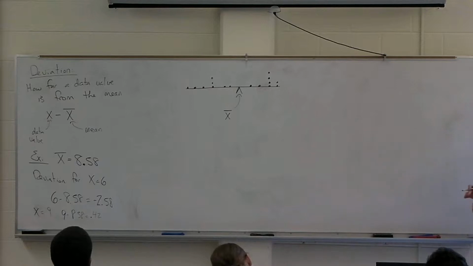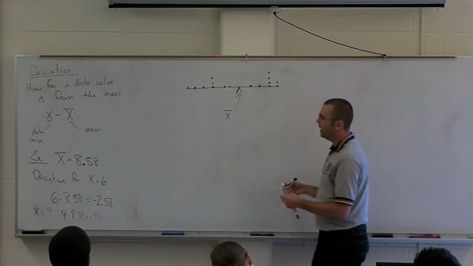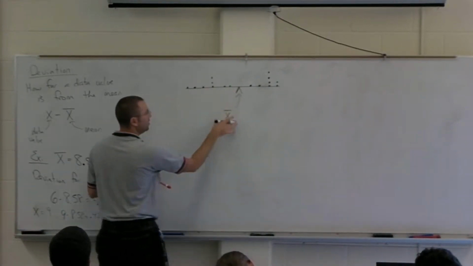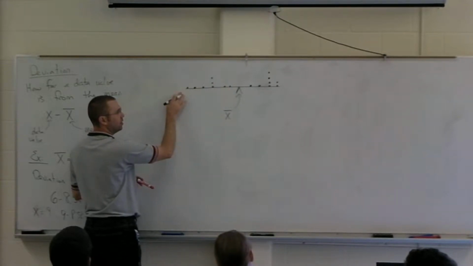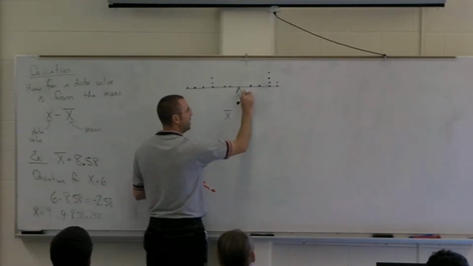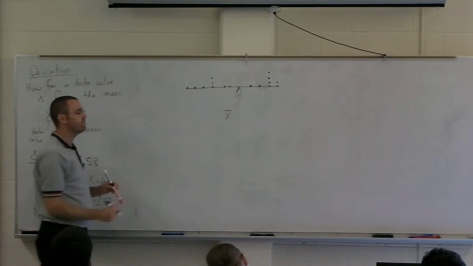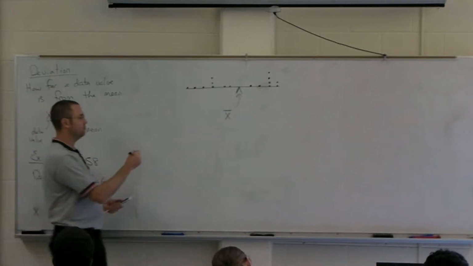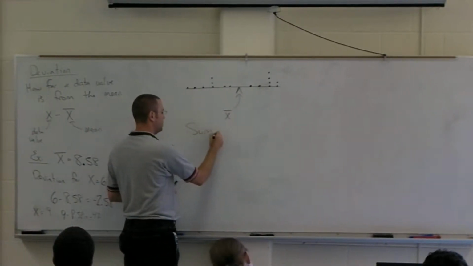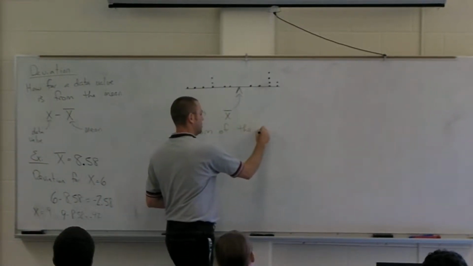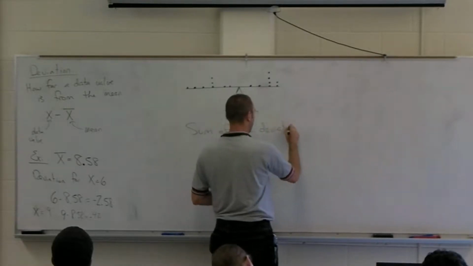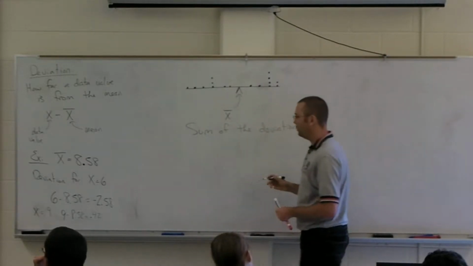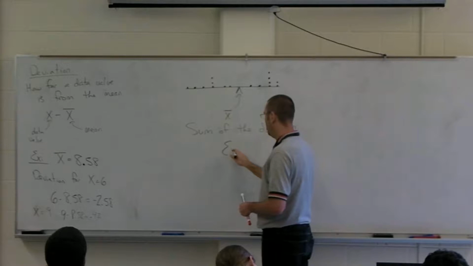One thing hopefully that you'll notice is that if I take the deviations of all the things smaller, and I take the deviations of all the things above, and I add all of those deviations together, what do you think I get? Don't get the mean. Let's look at a simple example.